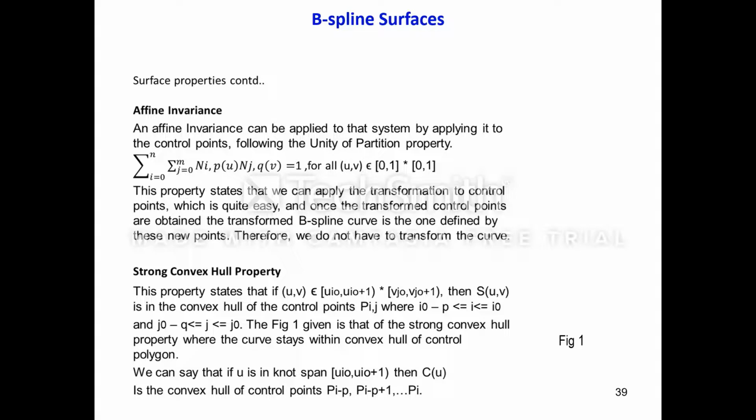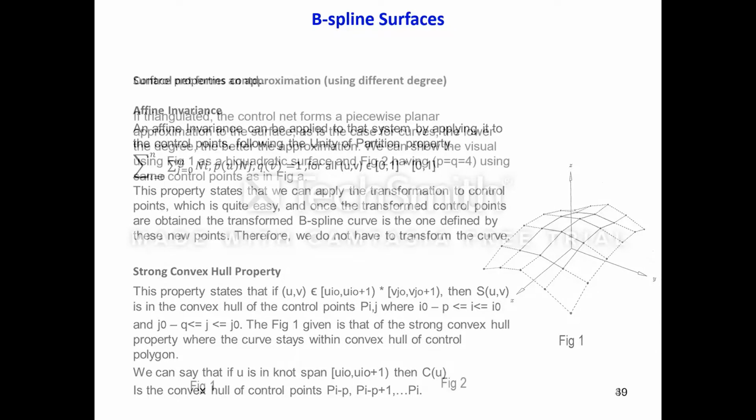The next property that we have is the strong convex hull property. This property states that if (u, v) belongs within this domain, then S(u,v) is in the convex hull of the control points P_ij, where i_0 minus p is less than or equal to i, which is less than or equal to i_0, and j_0 minus q is less than or equal to j, which is less than or equal to j_0. The given figure shows the convex hull property, where the surface stays within the convex hull of the control polygon.